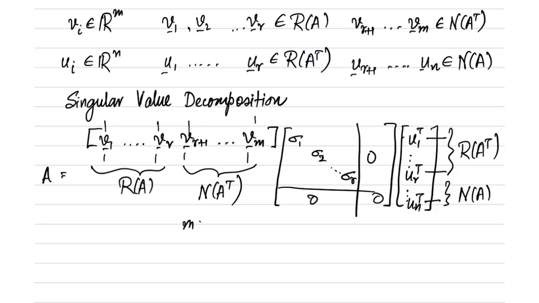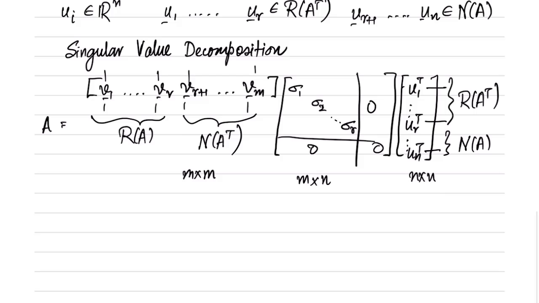Also to recall, this is an m cross m matrix because the Vi's are in Rm and there are m such vectors. This is an n cross n matrix, and this middle one is an m cross n matrix. And in the same way as eigenvalue decomposition, we can also express this as a sum of several rank 1 matrices. So this can be expressed as sigma 1 V1 U1 transpose plus sigma 2 V2 U2 transpose, and so on till sigma r VR UR transpose.